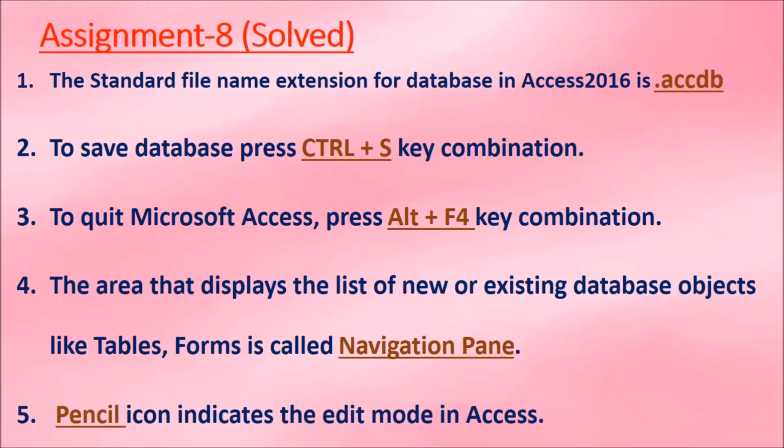So children, your assignment number 8. The standard file name extension for a database in Access 2016 is .accdb. To save a database, press the Ctrl+S key combination. To quit Microsoft Access, press the Alt+F4 key combination. The area that displays the list of new or existing database objects like tables and forms is called the navigation pane. The pencil icon indicates the edit mode in Access.